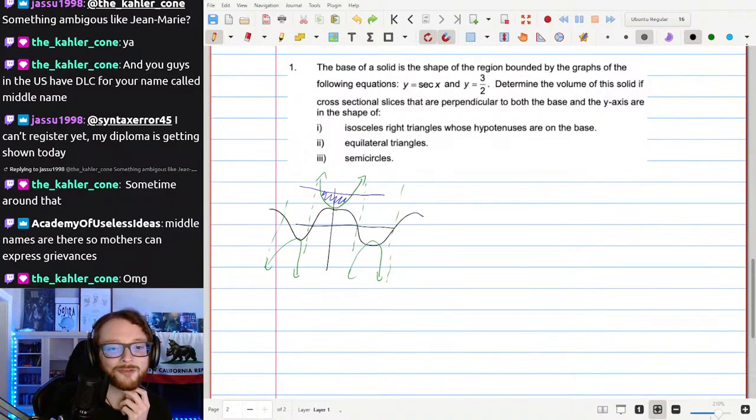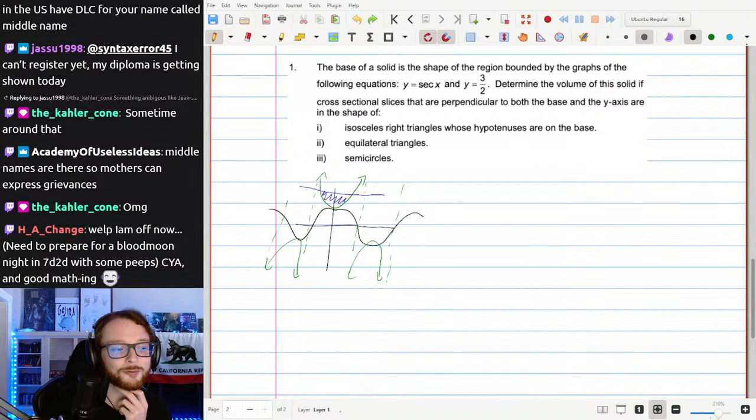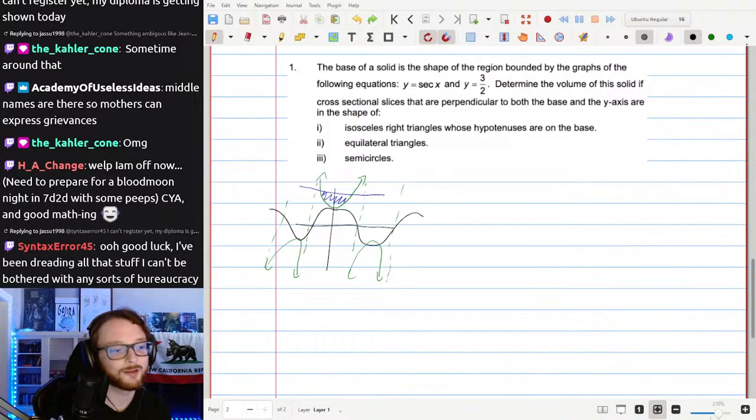Okay, so these cross-sectional slices are perpendicular to both the base and the y-axis. So they're three-dimensionally... They're like parallel to the x-axis, I guess.